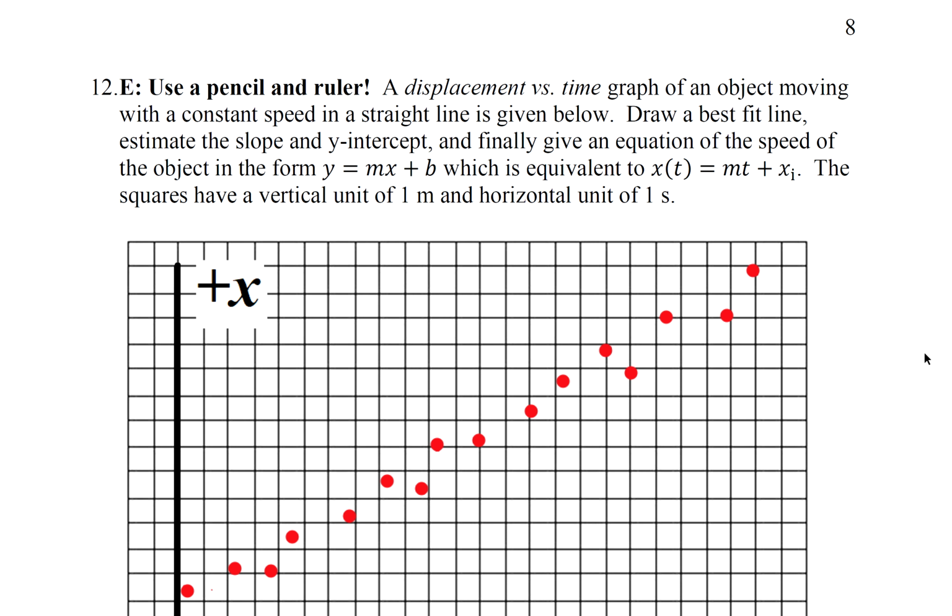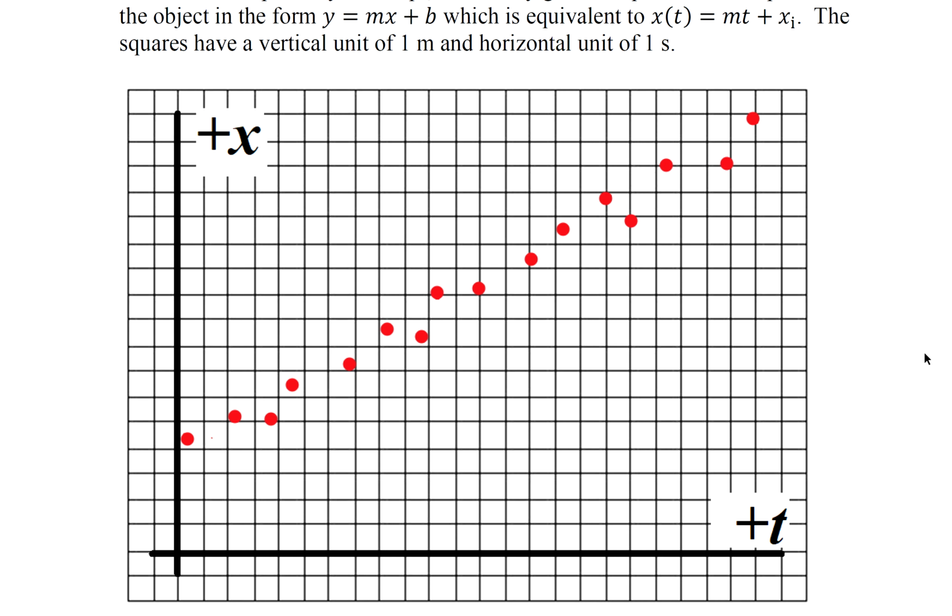Question 12. Use a pencil and ruler. A displacement versus time graph of an object moving with a constant speed in a straight line is given below. Draw a best fit line, estimate the slope and y-intercept, and finally give an equation of the speed of the object in the form of y equals mx plus b, which is equivalent to displacement equals m times time plus x initial. The squares have a vertical unit of 1 meter and a horizontal unit of 1 second.